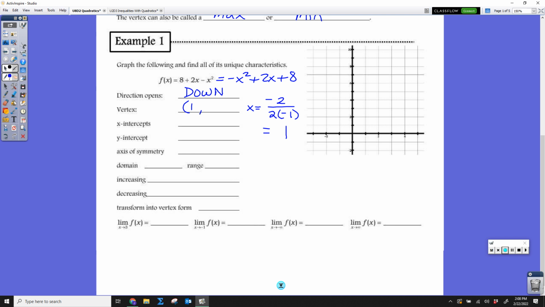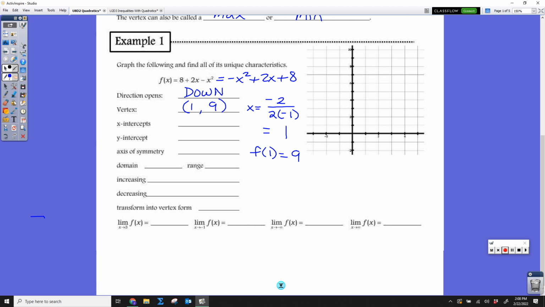How do we determine the y coordinate? Plug it in. So f of 1, let's write it right here. We take 1, we plug it back into our original function, and we get 9. So our vertex is (1, 9). Good so far? So basically everything we're trying to solve here is without a calculator.